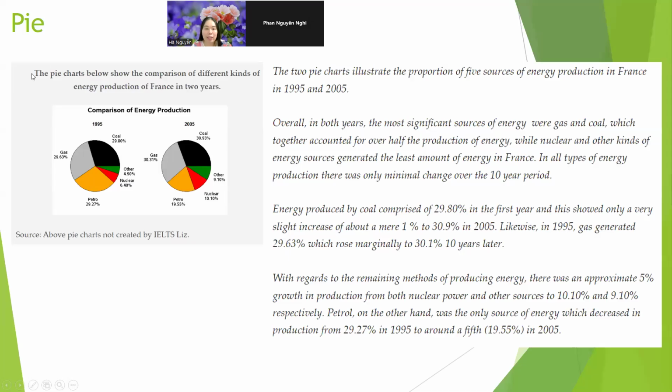Songy, can you also read the title of the pie chart here? The pie charts below show the comparison of different kinds of energy production of brands in 2 years. Thank you very much. So the 2 years are 1995 and 2005. Okay, and they compare energy production in France. So the different kinds of energy production. So what are the kinds, please?